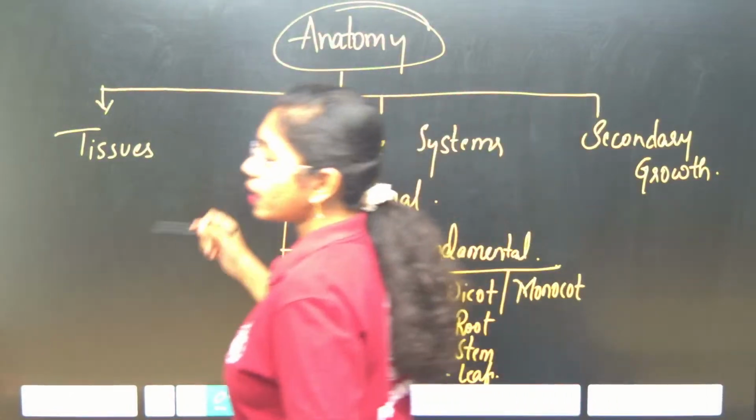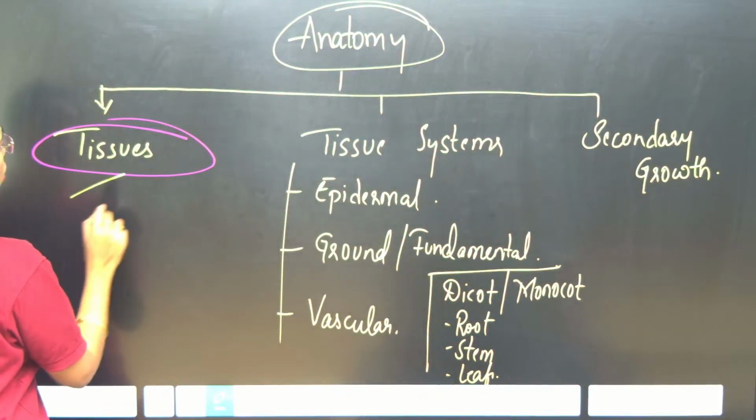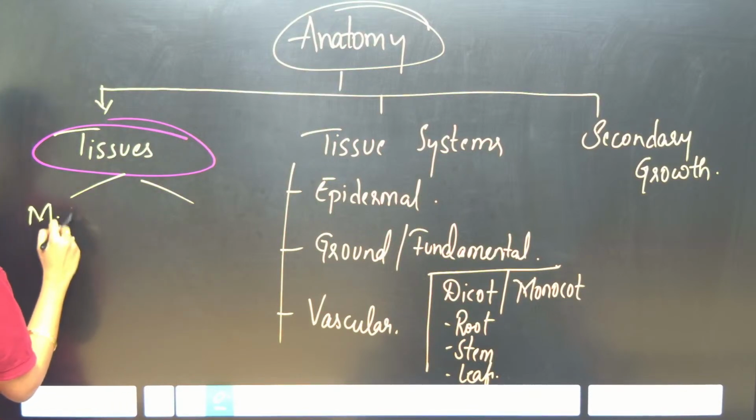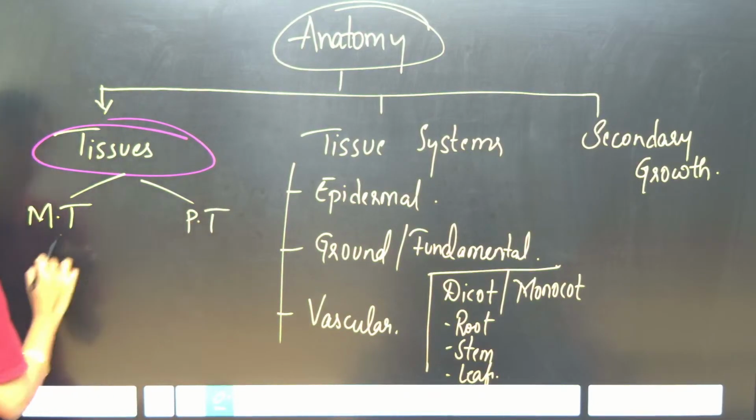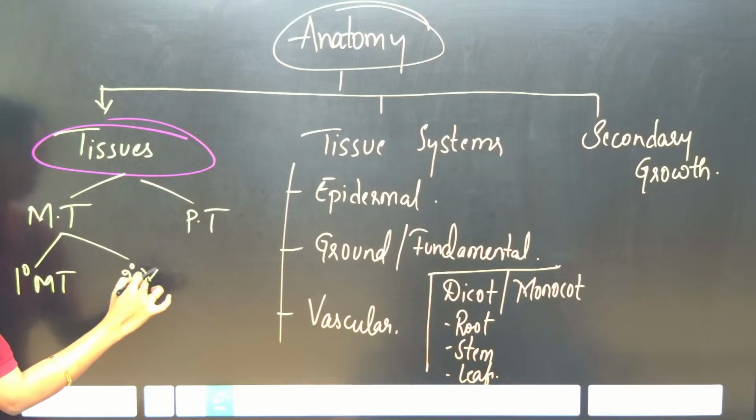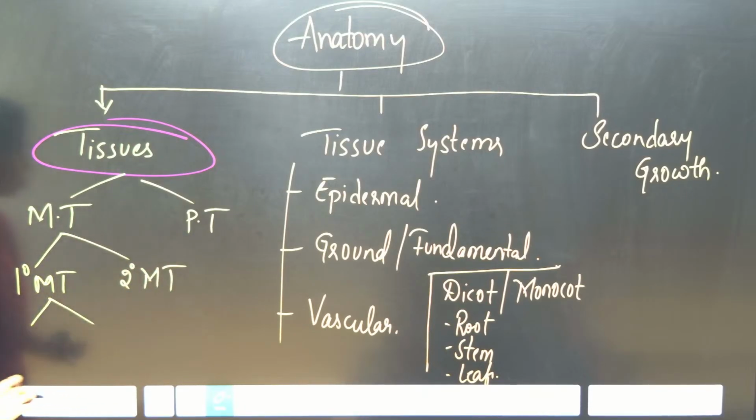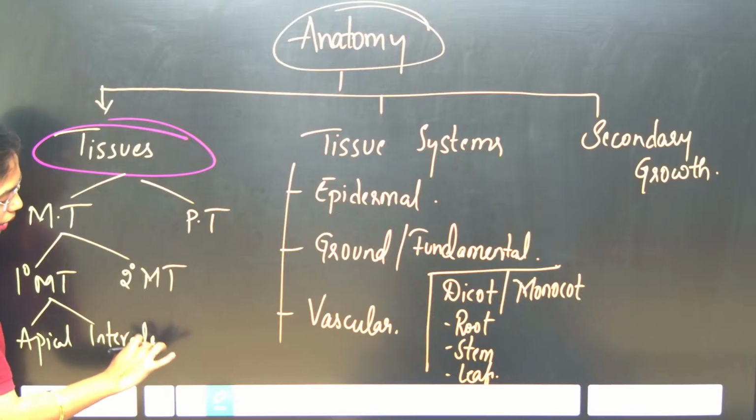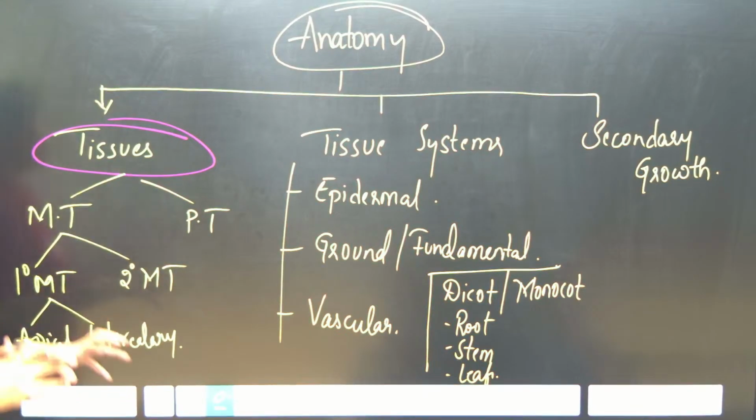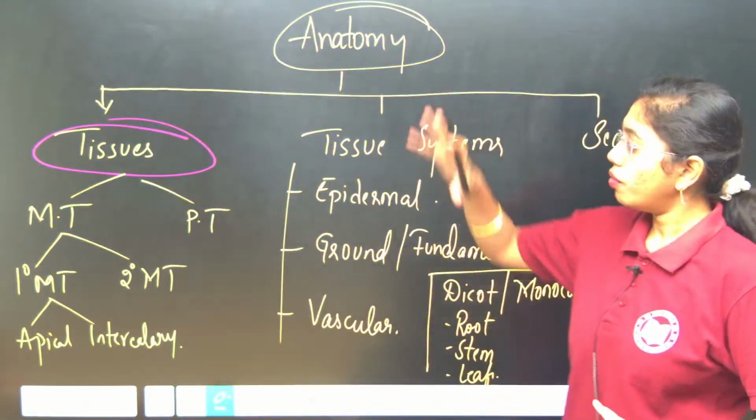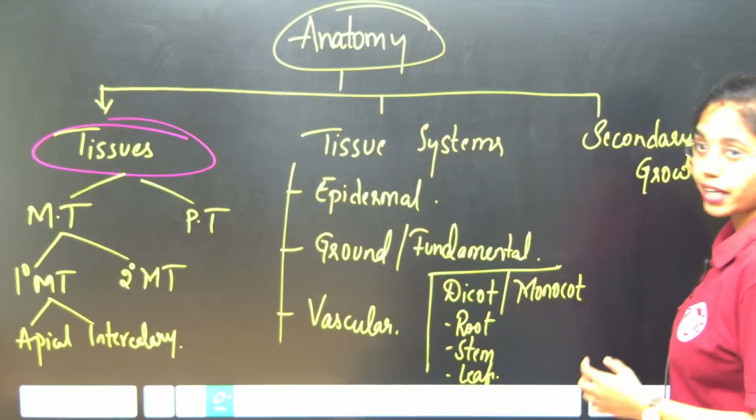Fine. So, under tissues, what you will be covering, beta? Based on the origin, based on the activity, you will cover first meristematic tissues and then permanent tissues. In meristematic tissues, primary meristematic tissues, secondary meristematic tissues again. Primary meristematic tissues based on location, you will learn apical meristems and intercalary meristems. Fine, right? This is the basic fragmentation of this chapter, anatomy of flowering plants. This is how you have to go through. First tissues and then tissue systems and then secondary growth.